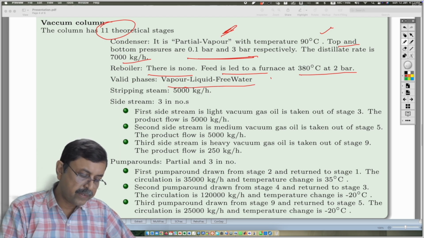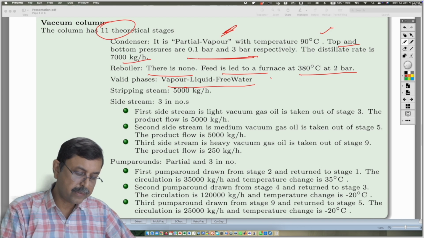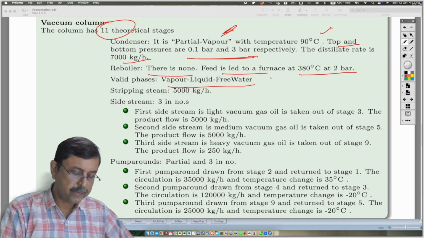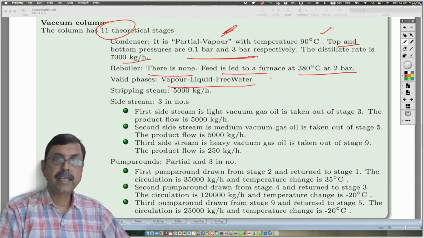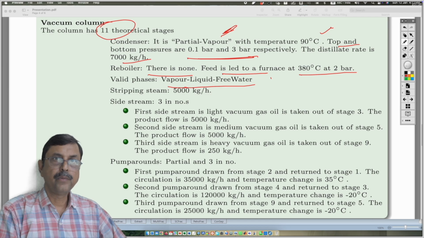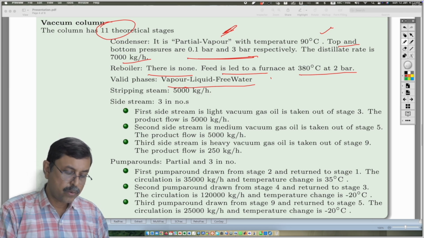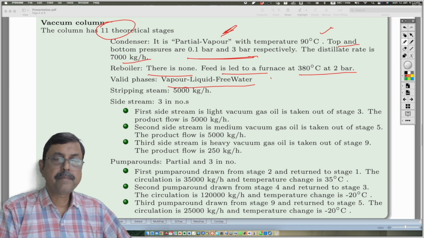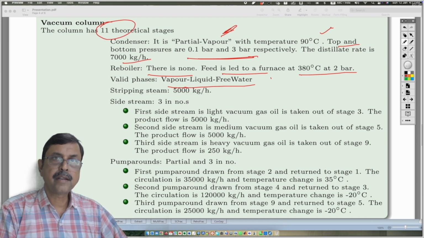The valid phases over here, they are also the same, vapor, liquid and free water. The stripping steam over here is 5000 kg per hour. So we are sending steam. Now steam temperature and pressure are not given. We have to use the same one, that is 400 degrees centigrade and 3 bar pressure.